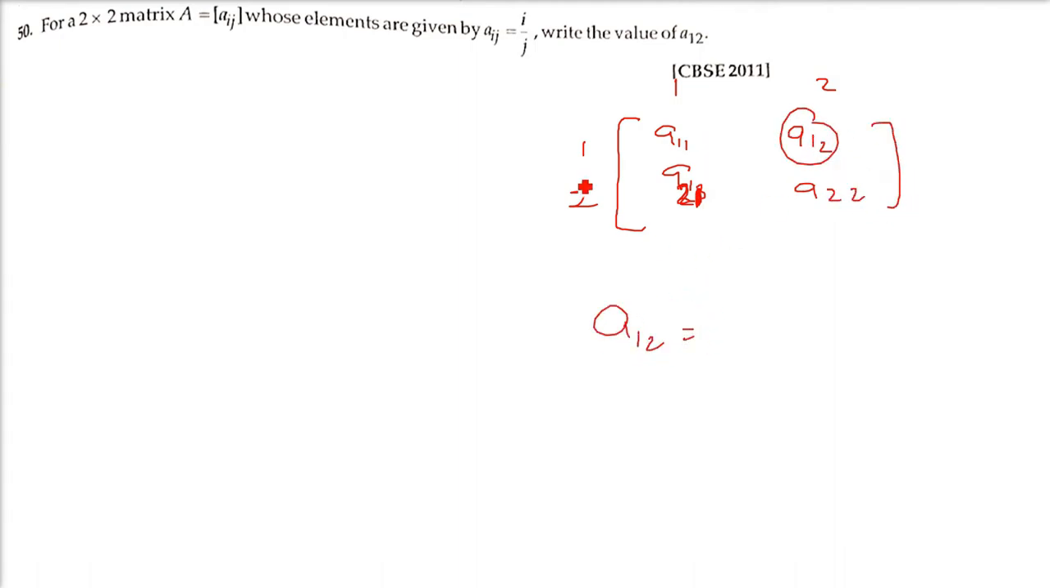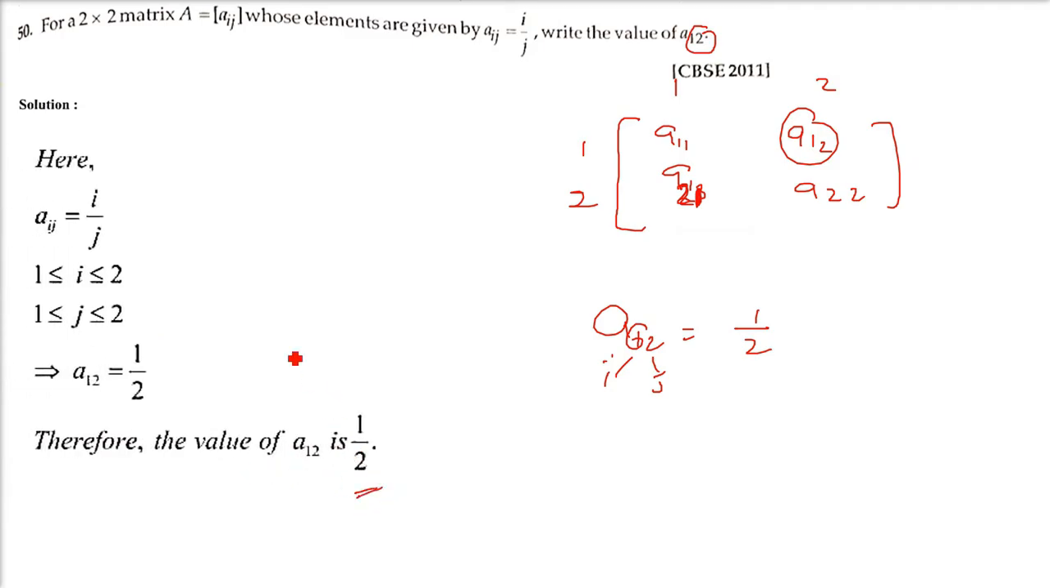For a 2 by 2 matrix Aij whose elements are given by Aij equals i by j, write the value of A12. So this is 2 by 2. So first row, second column. This is A11, A12, A21 and A22. Okay. Now we don't have to worry about others. We just have to find A12. A12 is what? i is 1, j is 2. So it will be 1 by 2 because it is i by j. 1 by 2. You are getting directly here because i is 1 and j is 2.